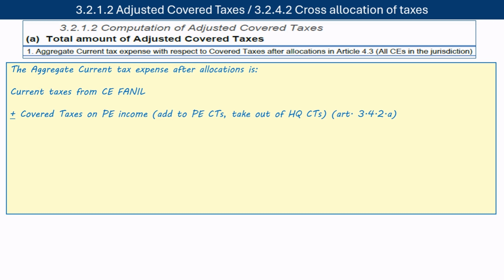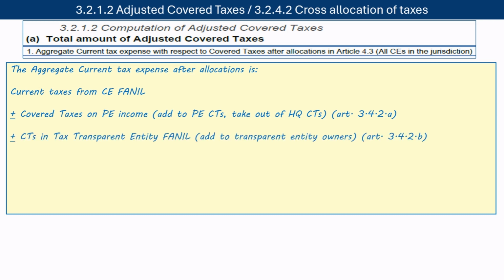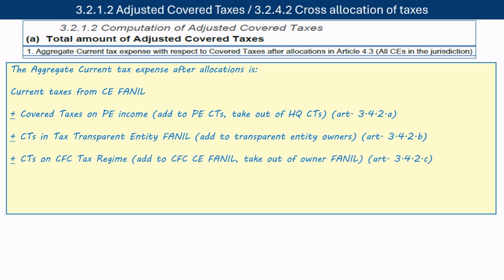If you are the PE, you take whatever taxes are allocated to the PE and you add that to the PE as a constituent entity, but you take those taxes out of the headquarters entity because you can't take the same tax twice, right? That is arranged in Article 3.4.2.a. Likewise, if you have a tax transparent entity, you would allocate the taxes of the transparent entity to the owners of the transparent entity in the ratio that they are also allocated the income for GloBE income purposes, right? So that's dealt with in Article 3.4.2.b.